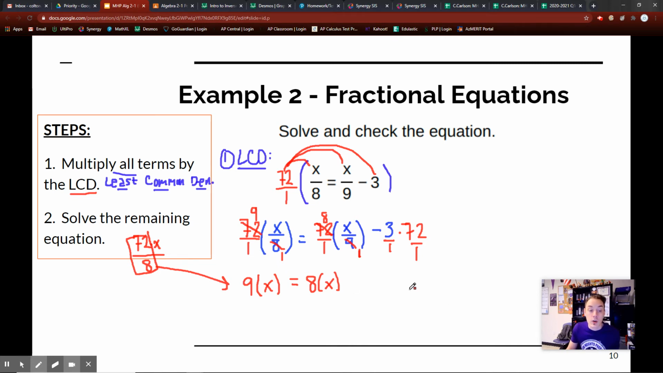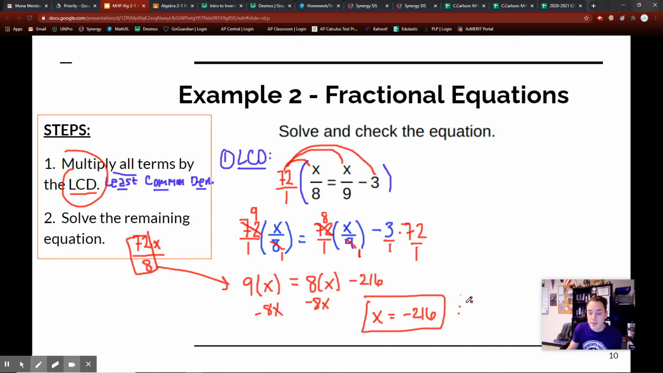In order to do that, I need to follow my steps. Negative 3 times 72 is going to be negative 216. Now I can just solve like normal. Parentheses may confuse you, but you shouldn't have them be confusing. It's really just 9x and 8x. So I can just subtract this 8x, subtract this 8x, which becomes x equals negative 216. That's my final answer.